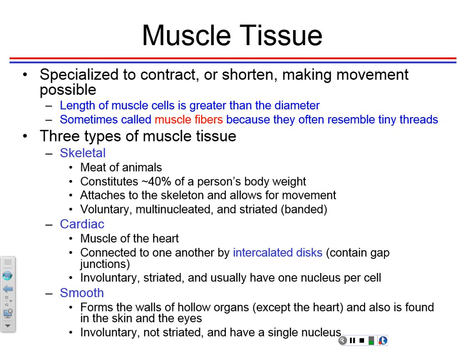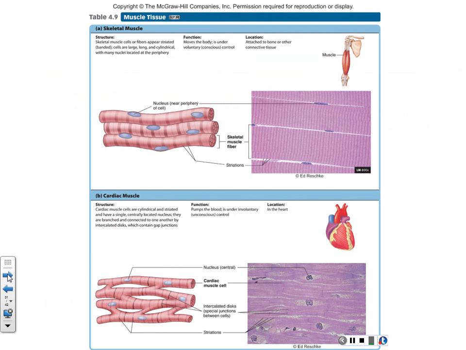Again, we will cover all these later on. Skeletal muscle comprises about half of your body, around 40%. They are voluntary because you think about them, and these other ones are involuntary because they contract automatically, controlled by the autonomic nervous system, as is smooth muscle.